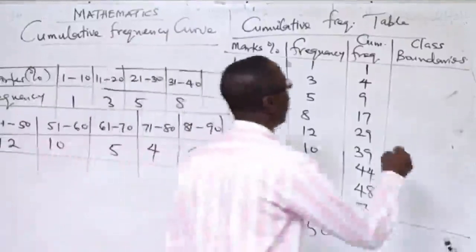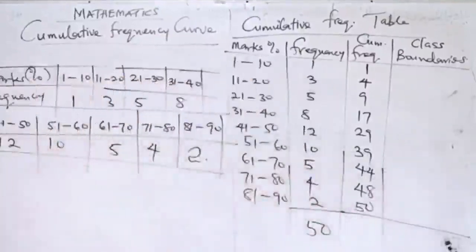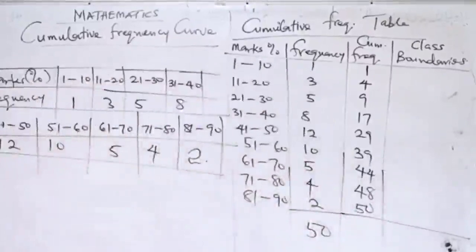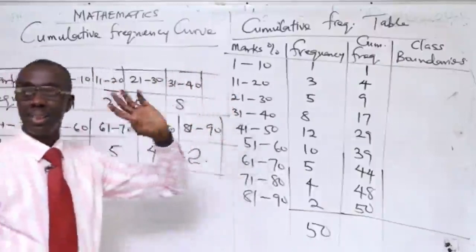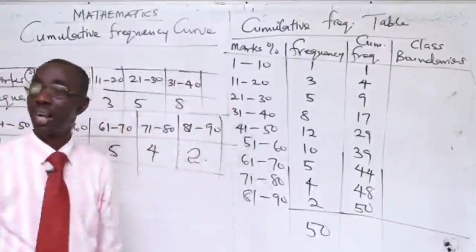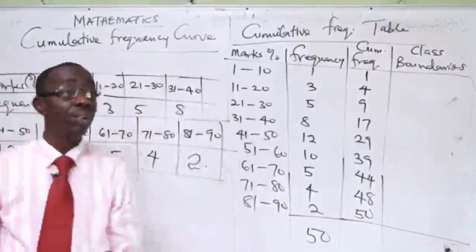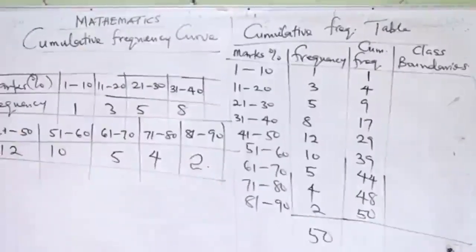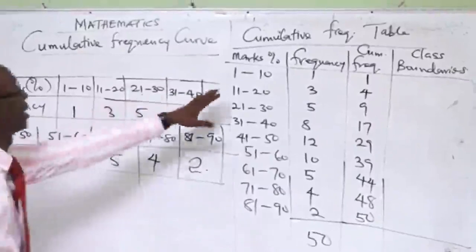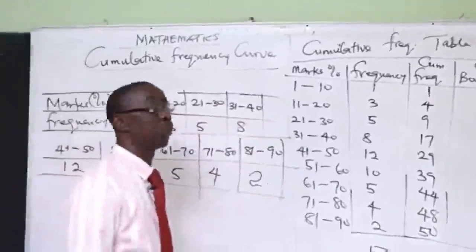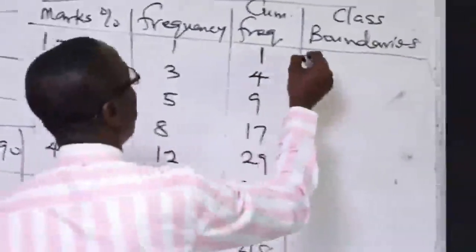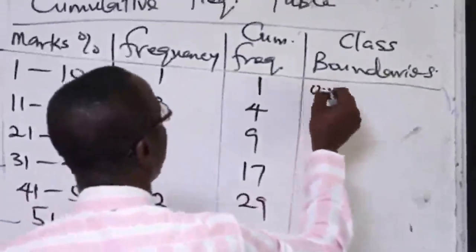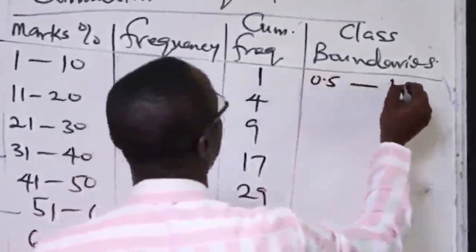Okay? Class boundary. I think I've said it to my students, but I will need to re-emphasize that also. When they are whole numbers, it's easy. It's plus or minus 0.5. You have two types of class boundary: the lower class boundary and the upper class boundary. When your intervals are whole numbers, you use plus or minus 0.5. So the lower class boundary here should be 1 minus 0.5, that's 0.5. And this will be to 10.5.